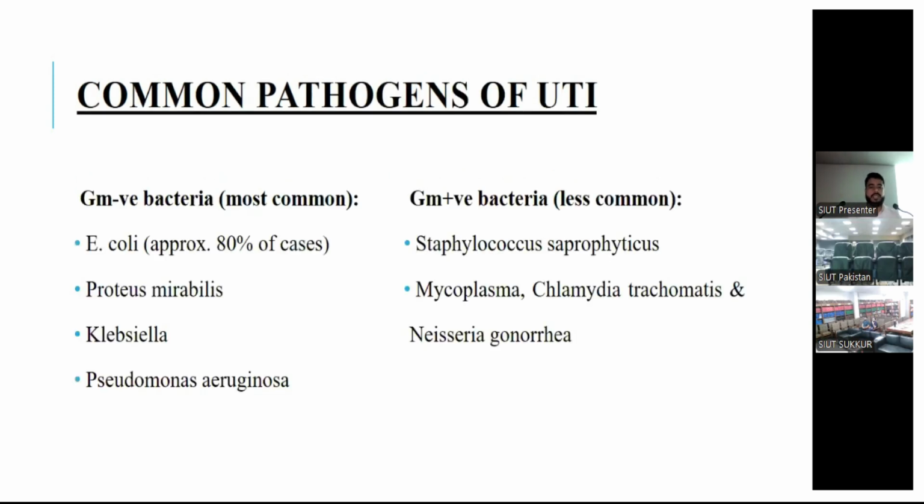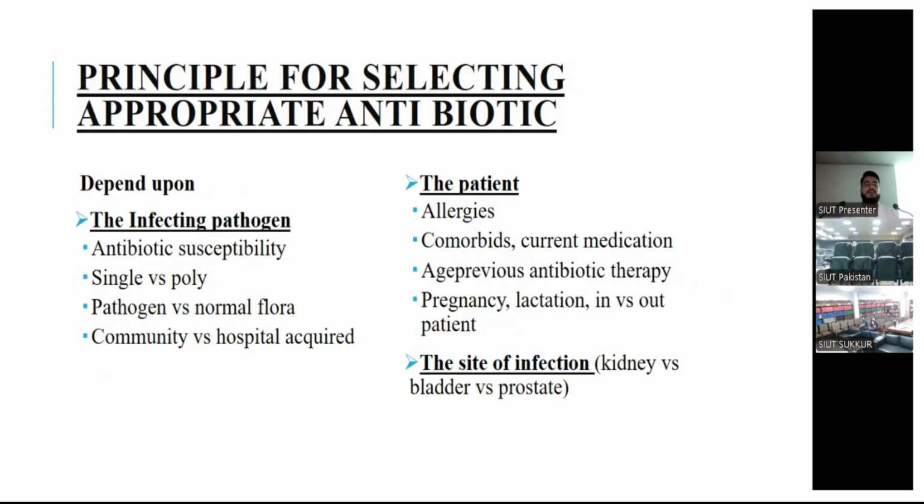Common pathogens of UTI. UTI is most commonly caused by gram-negative bacteria, and 80% of cases are caused by E. coli. Other important gram-negative bacteria are Proteus, Klebsiella, Pseudomonas, and gram-positive bacteria are less common. These are Staphylococcus saprophyticus, Mycoplasma, Chlamydia trachomatis, and Neisseria gonorrhoeae.